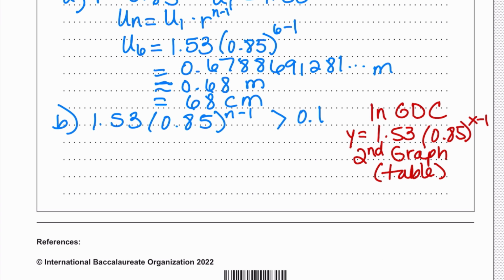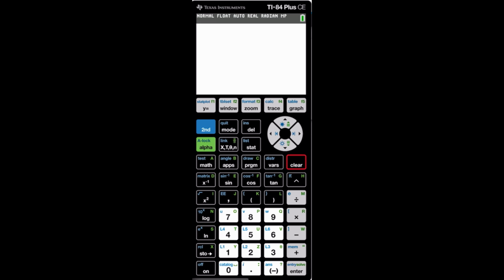If you want to do this in centimeters, then the way you would set up the problem is 153 times 0.85 to the n minus 1 is going to be greater than 10. So let me show you how this is going to look on the calculator.